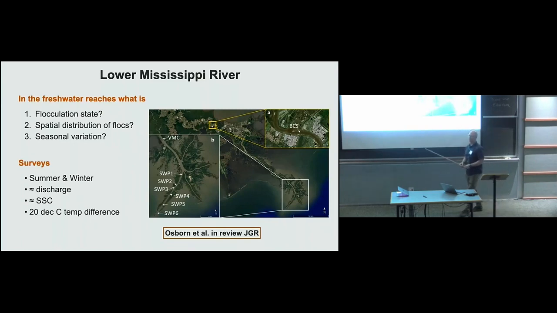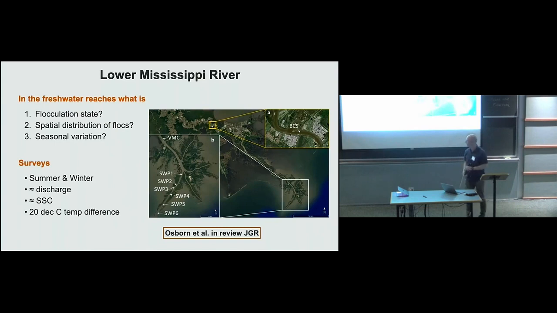We're also interested in the spatial distribution. Since we have this instrument that can do profiles, we wanted to know how our floc size distributions are distributed over the depth, how they are distributed left bank to right bank, and how they are distributed up and down river. And then we made measurements in the same location under similar discharges and similar suspended sediment concentrations, but one case was in winter and one was in summer, so there is about a 20°C difference in the water temperature. And so we wanted to know, is there any seasonality to the size of the flocs?